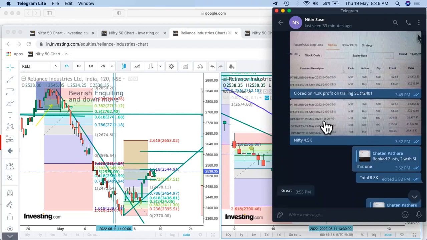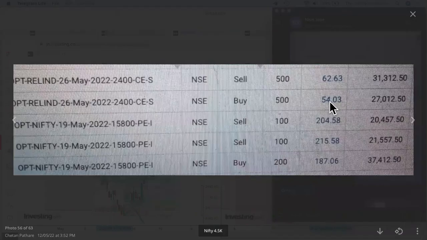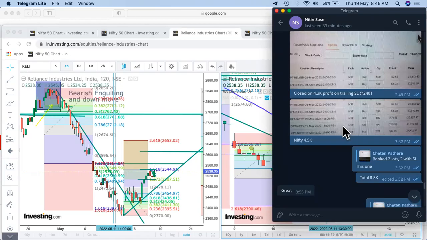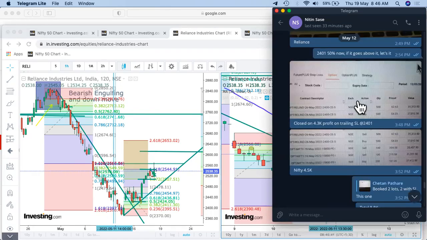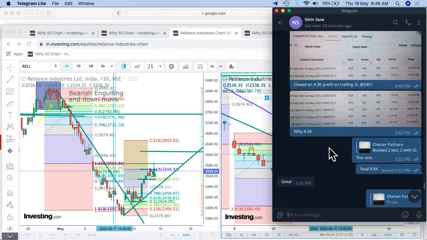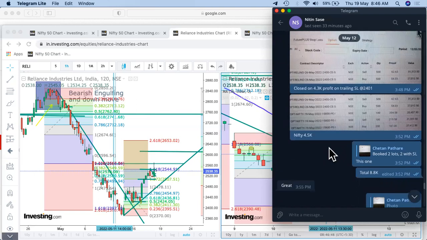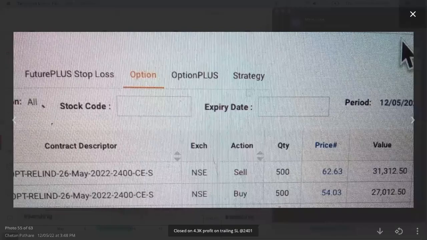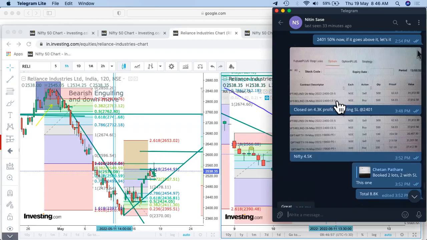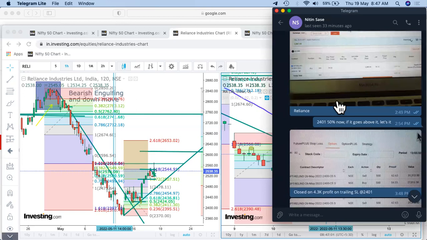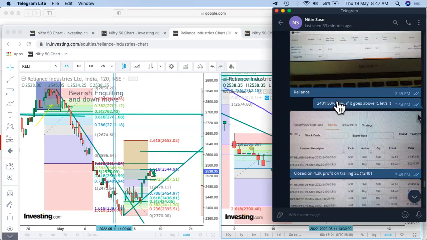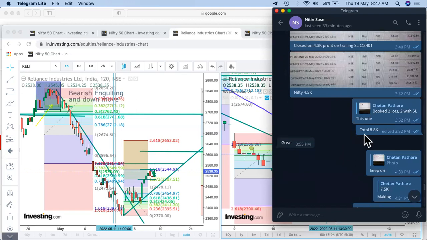4.3 was there, and maybe another trade which was taken is 54 to 62. Is it the same trade or something else? The same one, right? That was a C which was taken. So that also gave, this was the morning trade which was there.